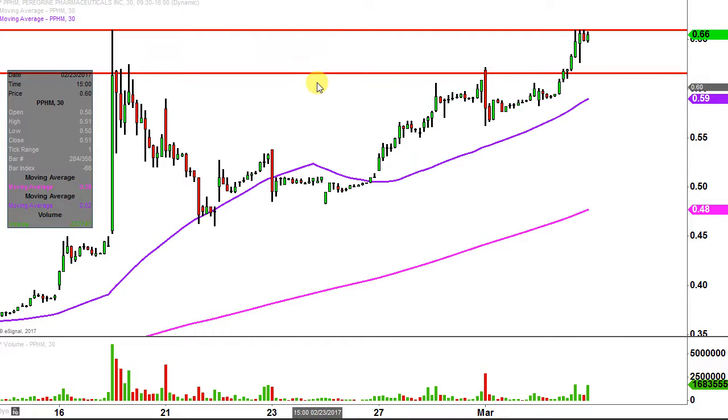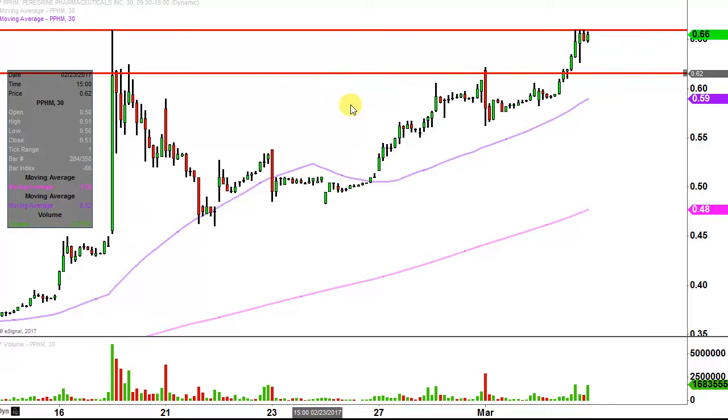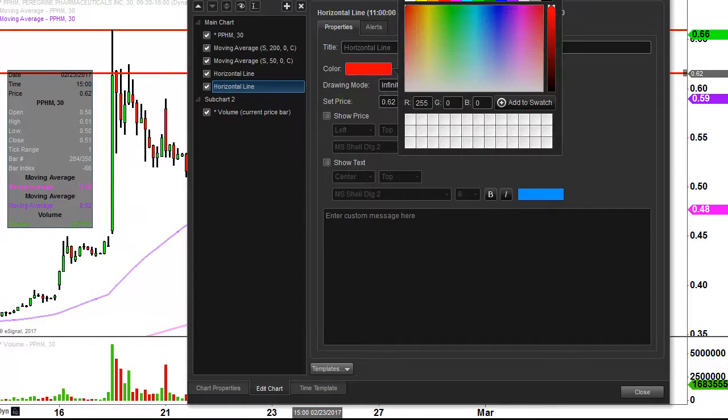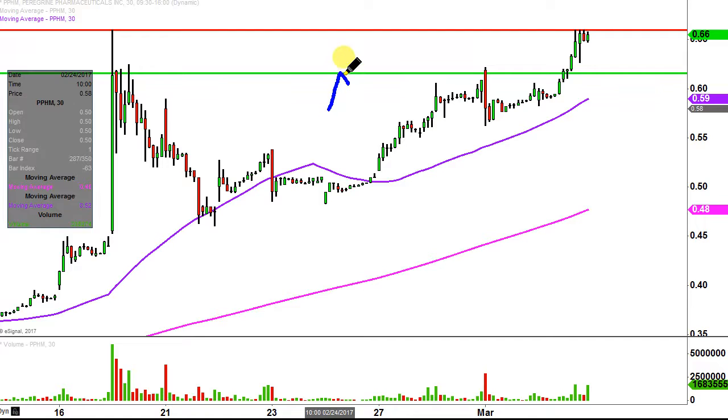Now, the first update comes based on a foundational principle in charting. That principle states that when levels of resistance are broken and closed above, you want to see them act as support. So for those of you that have watched the videos from the past on this one, hopefully you remember me talking about 62 cents as resistance, which you can clearly see here.